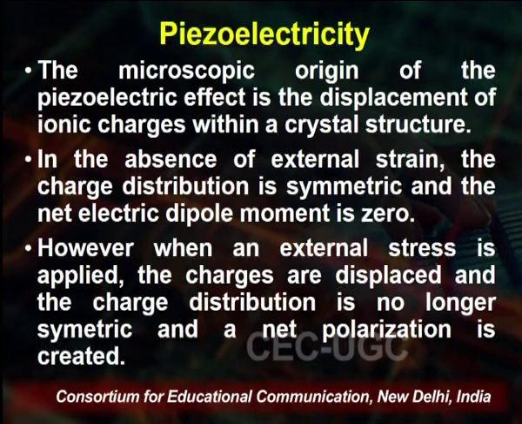These are the steps of how electricity is generated when mechanical stress is applied. First, we consider the displacement of the ionic charges within the crystal structure. In the absence of external strain, the charge distribution is symmetric and there is no change in the electric dipole moment. When an external stress is applied, the charges are displaced and the charge distribution is no longer symmetric. They are randomly distributed and a net polarization is created.